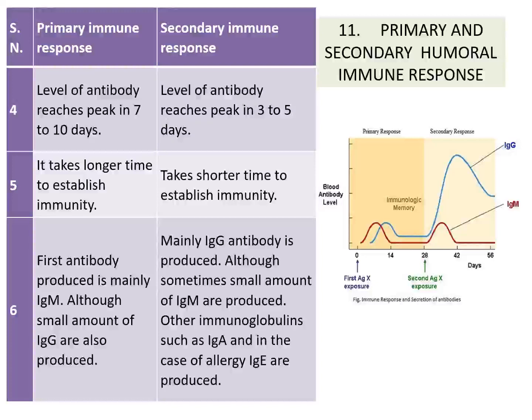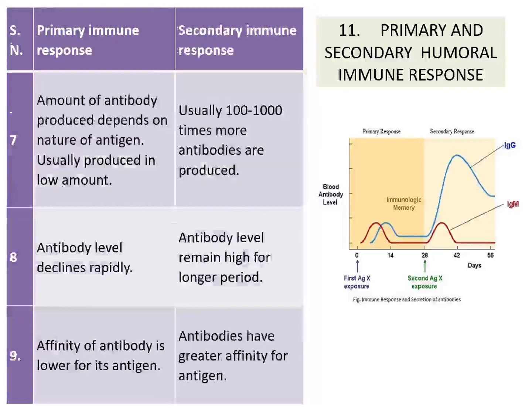Other immunoglobulins such as IgA, and in case of allergy IgE, are also produced in the secondary immune response. Now coming to the primary immune response, the amount of antibody produced depends upon the nature of antigen, usually produced in a low amount. In secondary immune response, usually 100 to 1000 times more antibodies are produced. So see here, the wave is so high in secondary immune response. In primary immune response, antibody level declines rapidly. IgM is produced, IgG is also produced after some time, and it declines after some time, right?